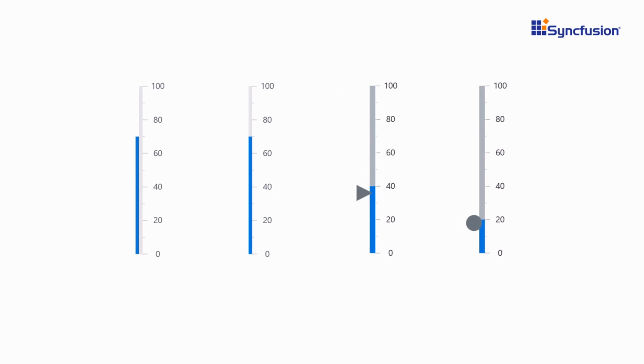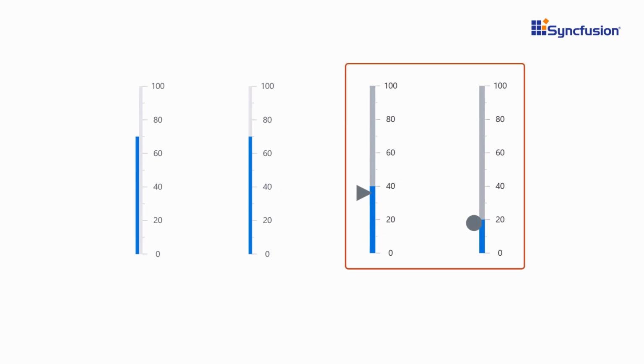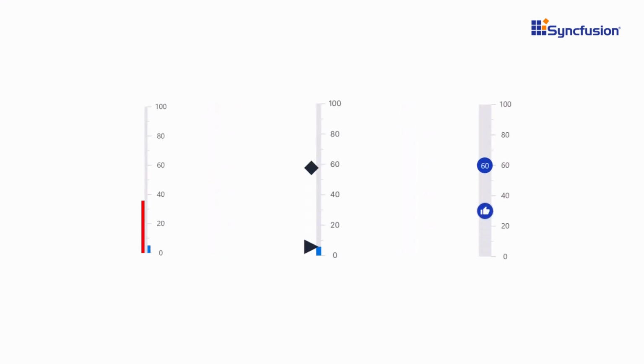Pointers mark specific values on the gauge. You can choose bar pointers or markers in various shapes like circles, triangles, or even custom icons and text. Need to display multiple values? Add as many pointers as you need, each with its own unique style and smooth animations.